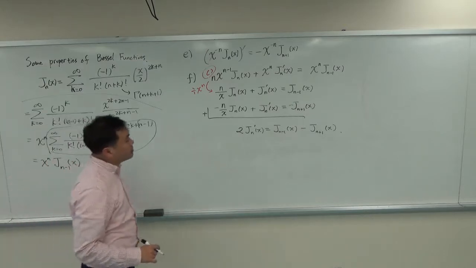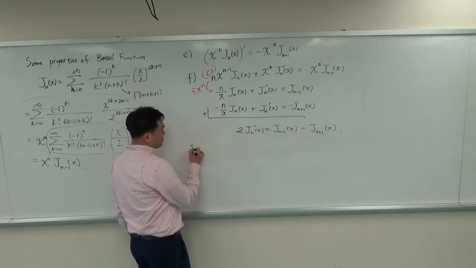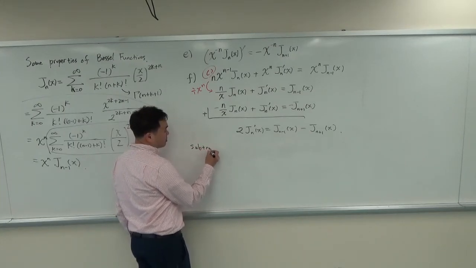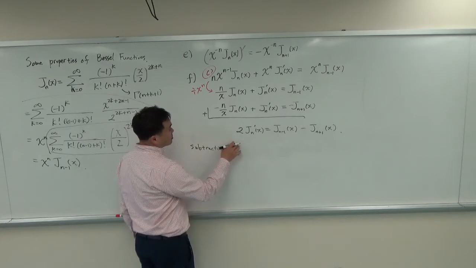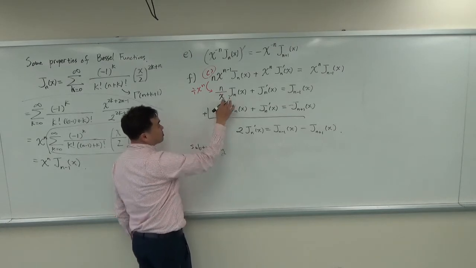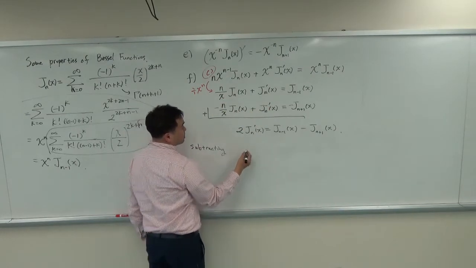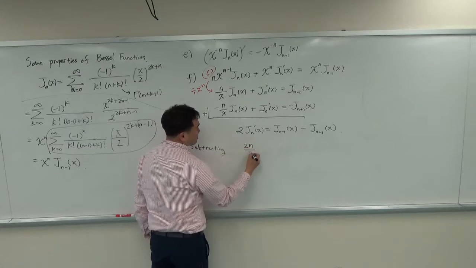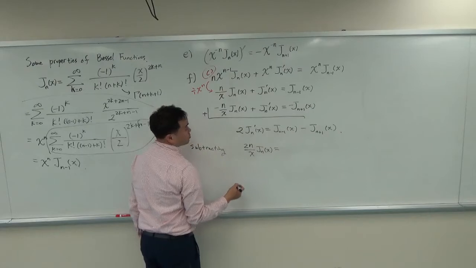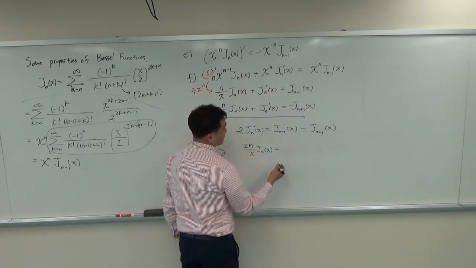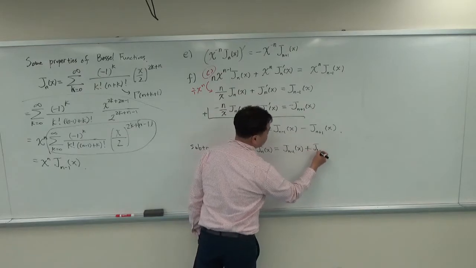Okay. And then we can also subtract. If you subtract, then this minus this actually doubles this one, whereas it cancels this, right? So you end up with 2n over x J_n(x) equals J_{n-1}(x) plus J_{n+1}(x).